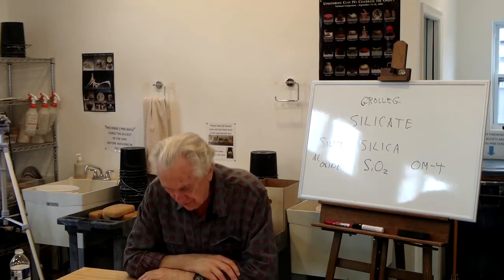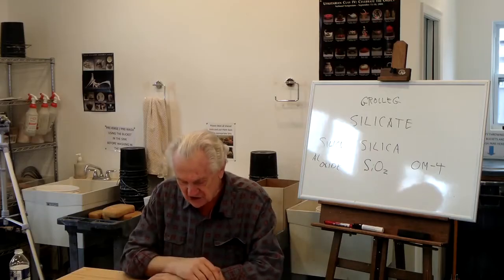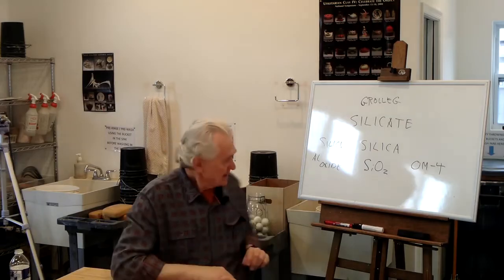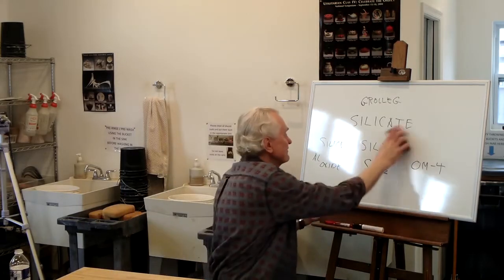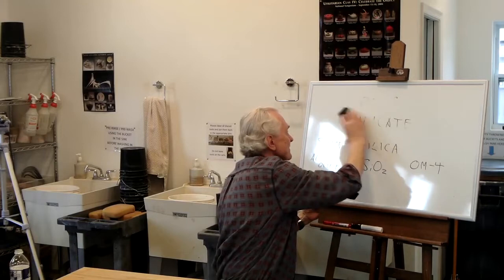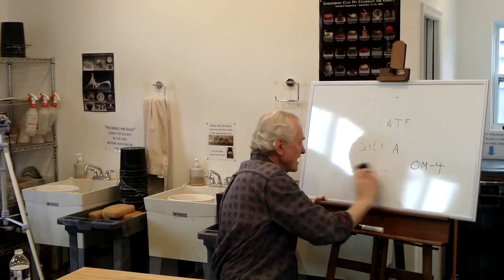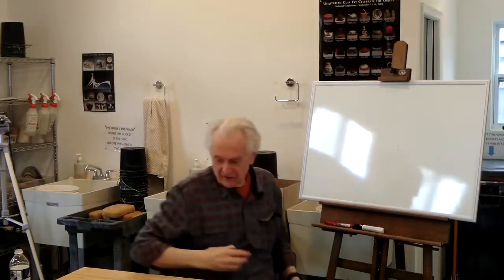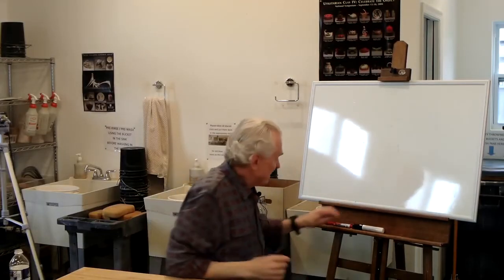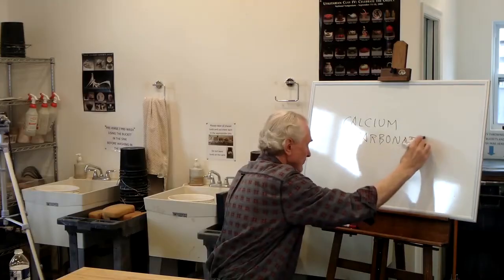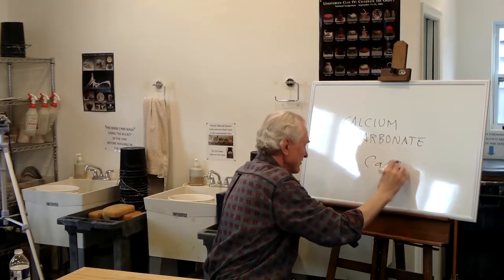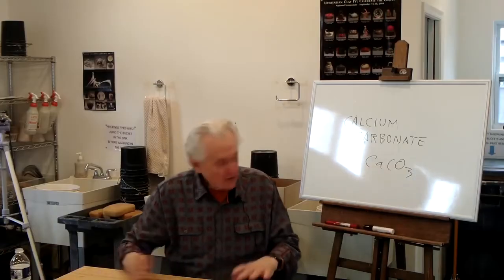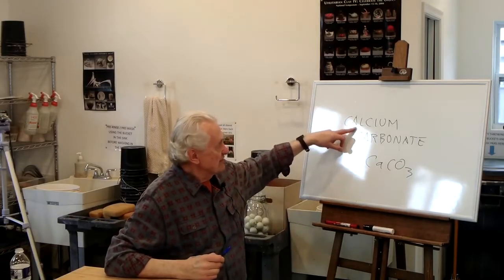The next group here we've got is limestone, whiting, chalk, and calcite, all the same stuff. Chemically, and that's what we really care about, these four things are all the same. They're all calcium carbonate. And if you're interested in the formula, it's CaCO3. What we really want here is the calcium; this contains calcium oxide.